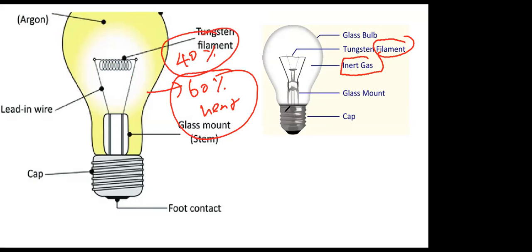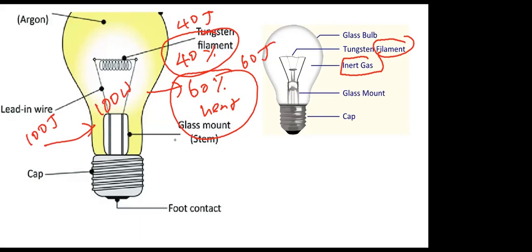Very low efficiency. So if you have a 100-watt lamp, that means electrical energy of 100 joules per second. From 100 joules, 40 joules become light, 60 joules become heat. So that means the interior of your house, inside your room, gets heated up due to this.